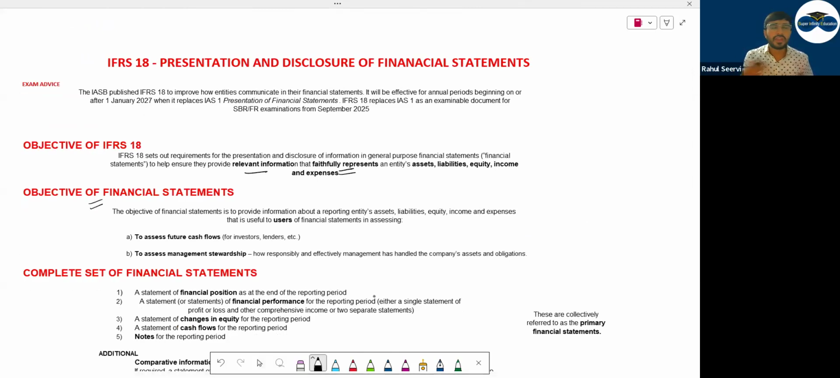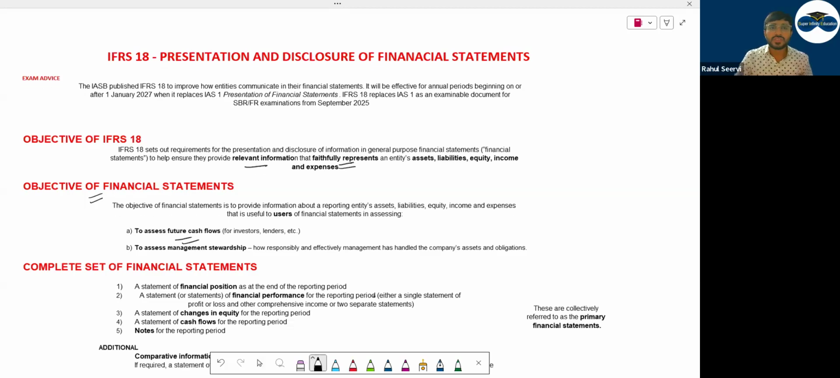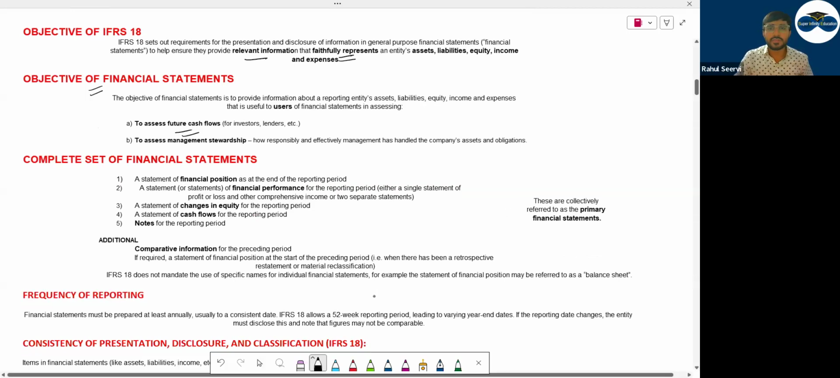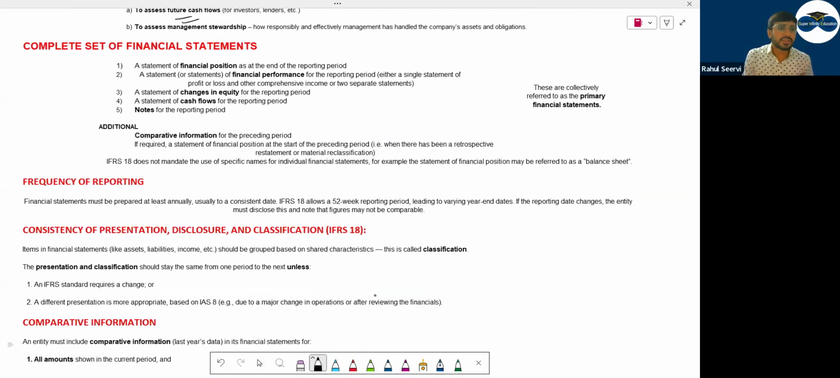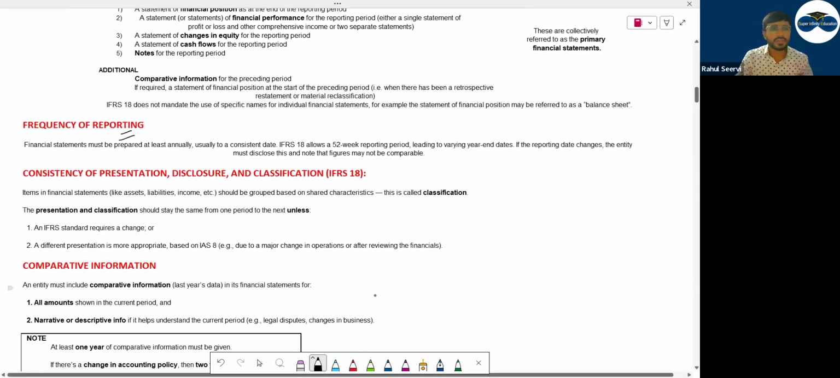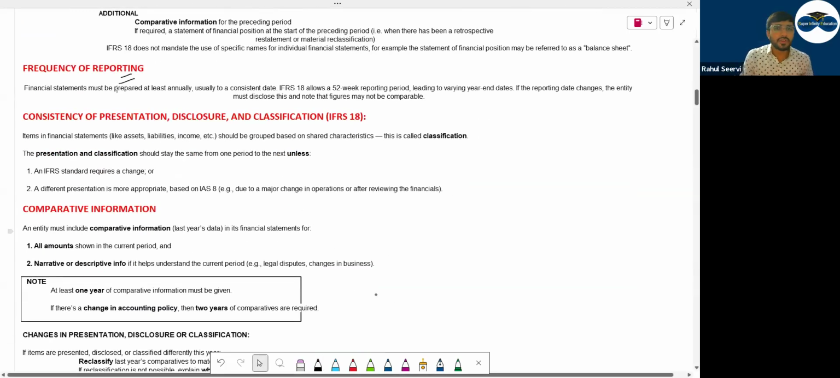Objective was to what? Of financial statement. Why do we prepare? To assess future cash flow and to see whether management is running the business properly. Then we had the discussion regarding the frequency of reporting. It's basically 12 months, one period. Then we had to start from this topic.